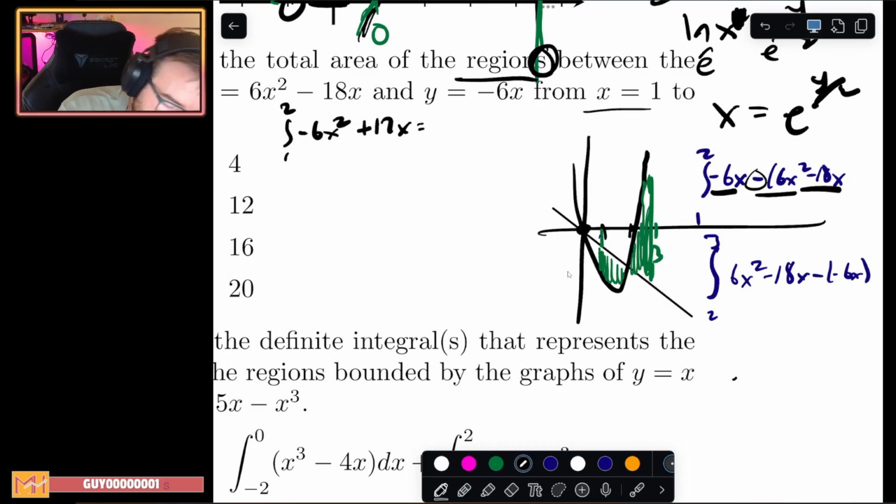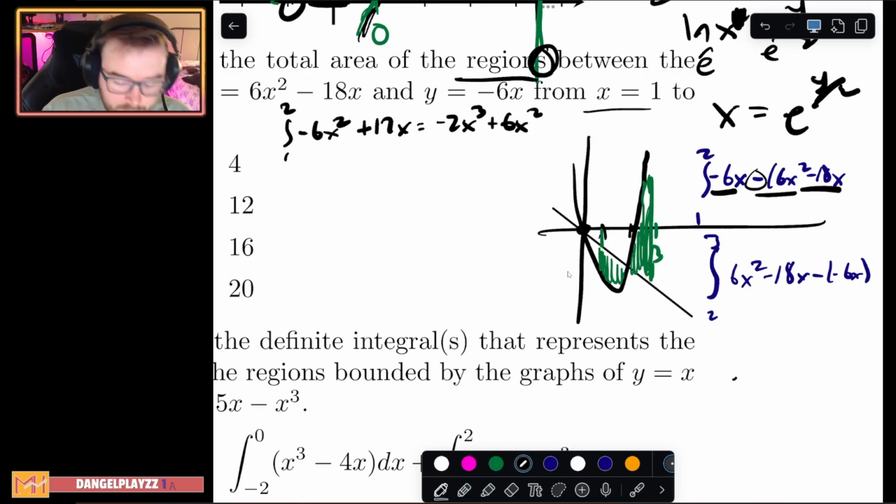Okay, so we integrate. When we go up a power, that's negative 2x cubed plus 6x squared. Increase by 1, divide by 2, we get 6. Increase by 1, divide by 3, that's where the negative 2 comes from, and we plug 1 to 2 in.